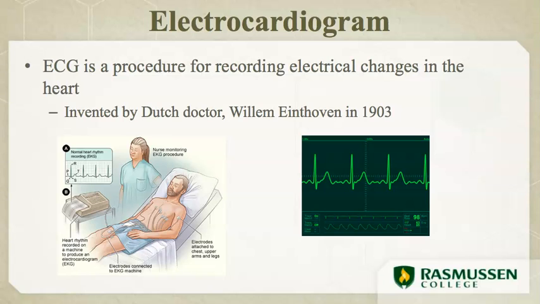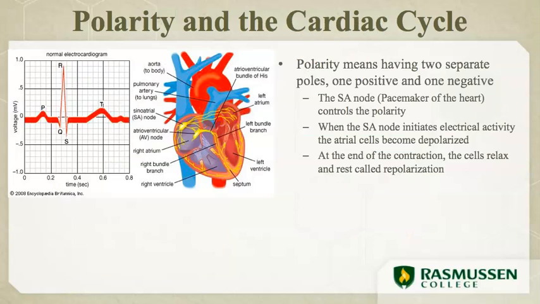When the EKG equipment senses an electrical change or an electrical charge, it is recorded on the readout as either an upward or a downward deflection from the horizontal baseline. Movement away from the baseline is called a deflection or a wave. Upwards is a positive, downwards is a negative. So we need to discuss the polarity and the cardiac cycle so that way you fully understand an EKG.